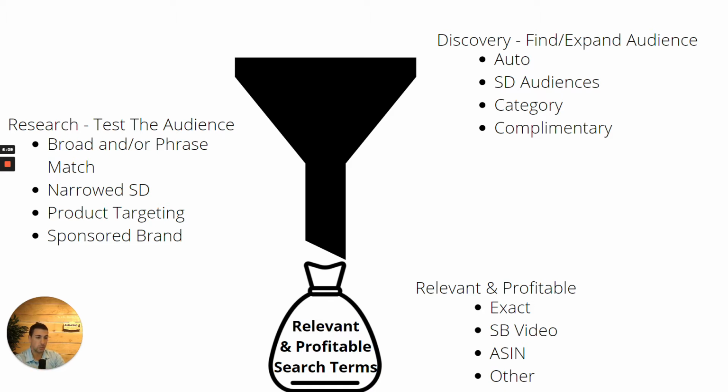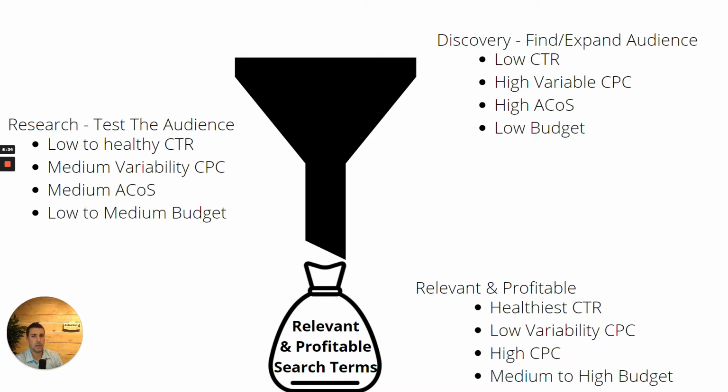Now, you can also use sponsored display and other product targeting, and sponsored brand campaigns can also fit in this research category. Then, of course, the relevant and profitable. So this is going to be usually your exact search terms, exact match. You can also use sponsored brand videos, which a lot of times play a role in the relevant and profitable, especially right now. They do a really good job, and then certain ASIN targeting and a few other campaigns that might work.